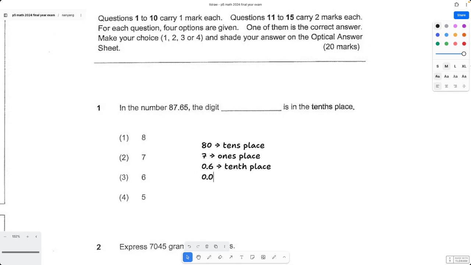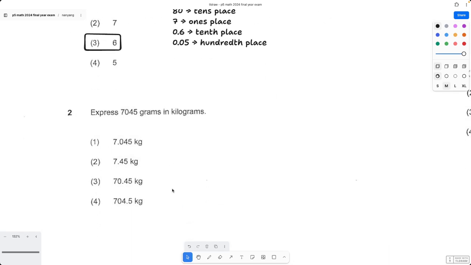And 0.05 is the hundredths place, not the hundreds place. So the answer to this is 6, right? So the answer is this over here, option number 3. Let's move on to question number 2.